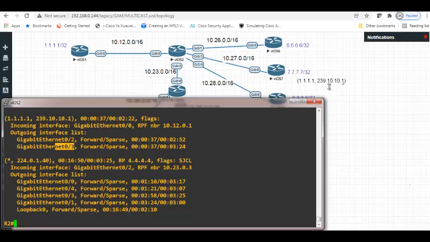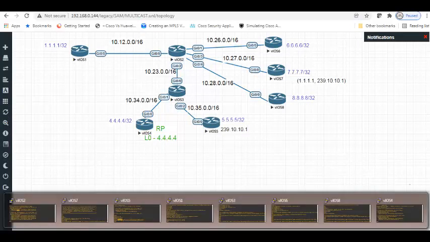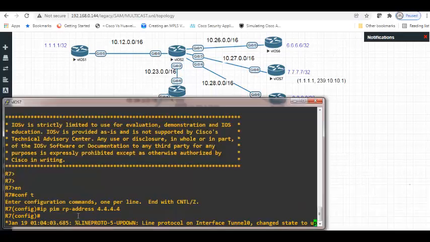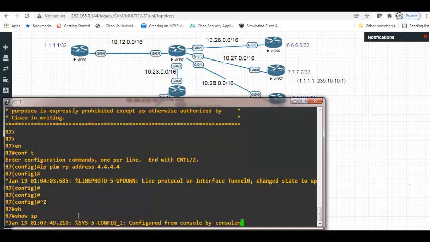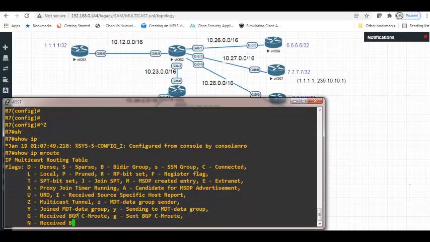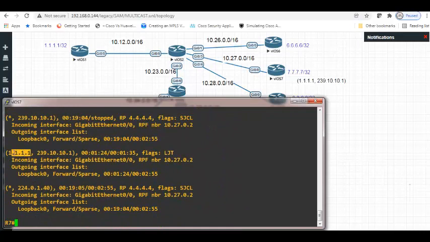You see? So router 7 also need not now go to router 4. It will go straight to router 1. Show IP route. It shows that this is my source. To reach my source, I'll go to router 2. I showed in router 2, it goes to router 1. So a direct connection between router 1 and 7 happens.